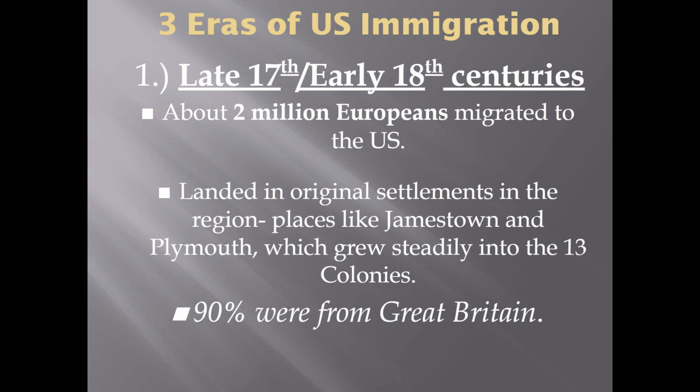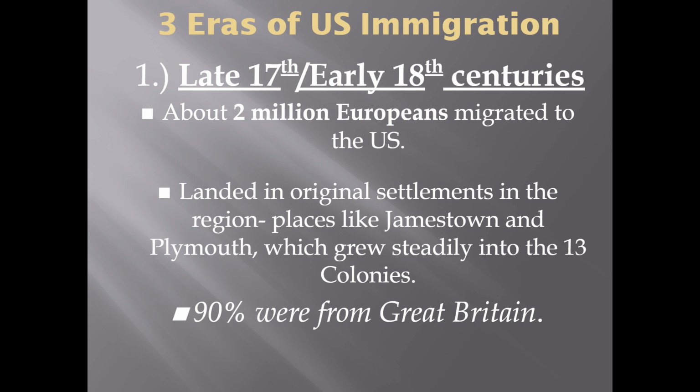Now, in the 1600s and the 1700s, almost all of that immigration came from England, from Great Britain. We were English colonies, and so naturally, 90% of the people that came here in the 1600s and early 1800s were English. All right? About 2 million migrated, and again, about 90% of those, right, 1.8 million were British.